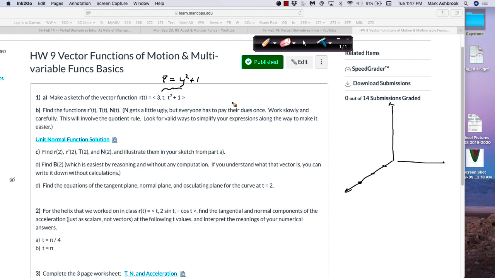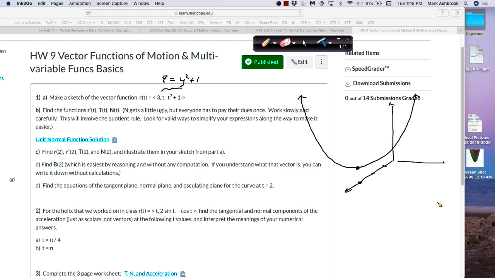What does that look like? A parabola with its vertex starting 1 unit up. Something like that. And that's in the plane x equals 3.